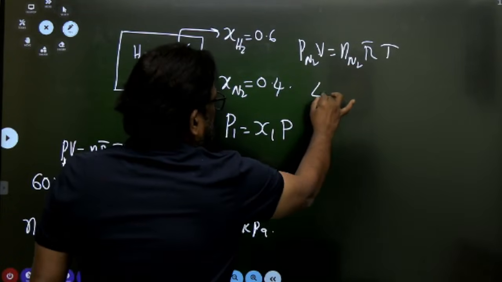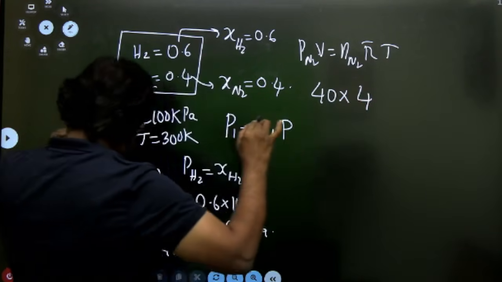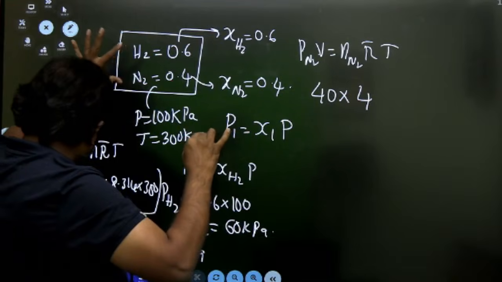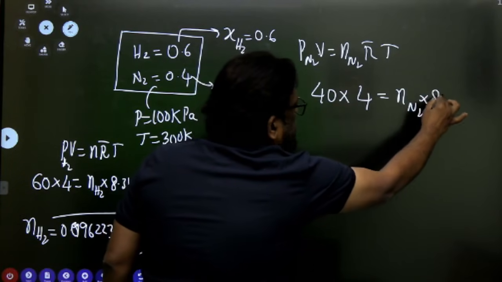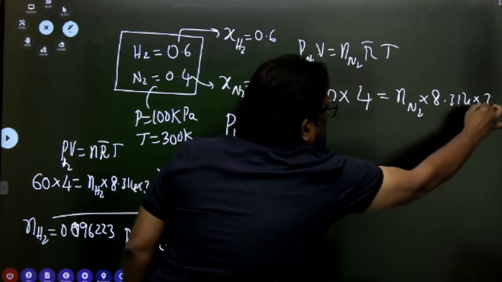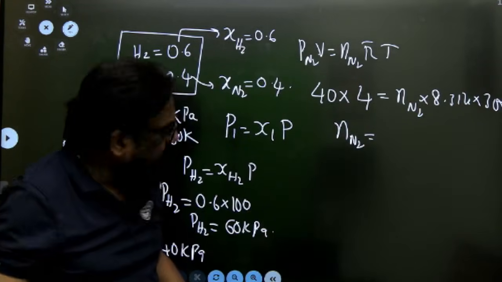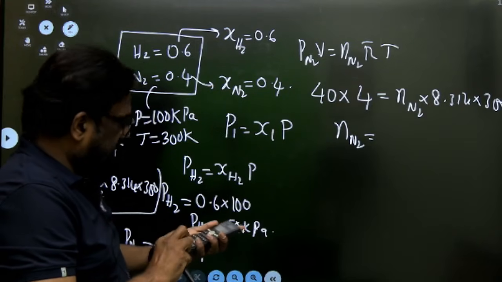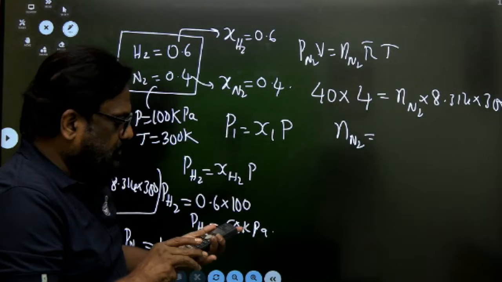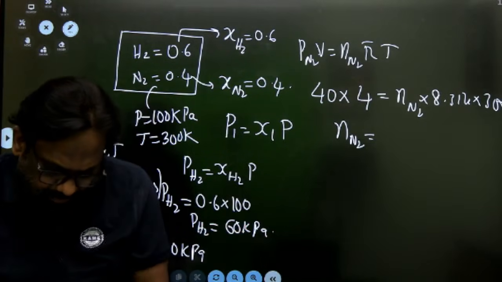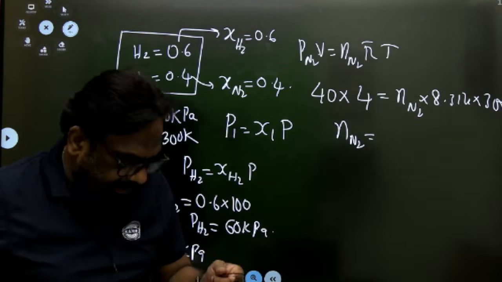So what is the partial pressure of nitrogen? 40. And volume 4. It is occupied. Is it 4? Yes. The complete tank volume is 4. Okay. And number of moles of nitrogen into R bar is 8.314 and the temperature is 300. So from here I'll be calculating the number of moles of nitrogen. Let me check, sir. It is 160 divided by 8.314 divided by 300 and this is 0.064. Am I right? एक बार मैं क्रॉस चेक कर लेता हूँ. 0.0641488.